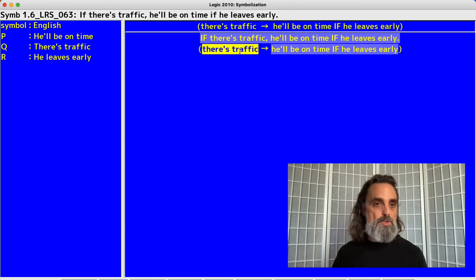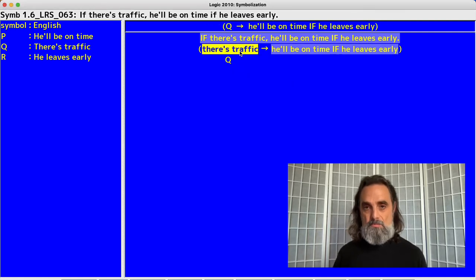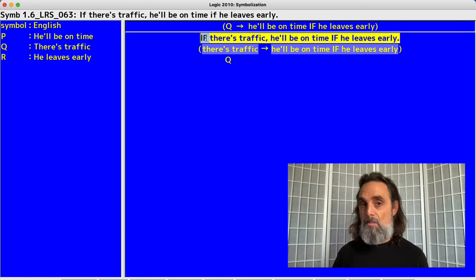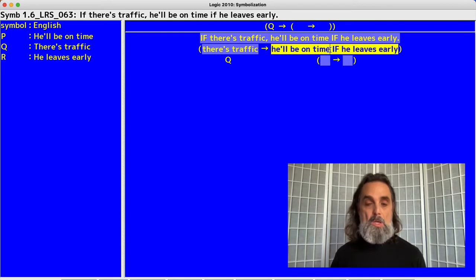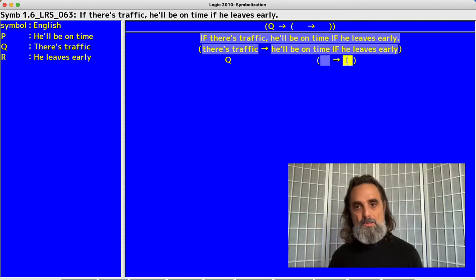Okay, now there's traffic. That's just Q, step by step. And this if we did not bring down, we just brought down there's if traffic. The if has turned into that arrow. Okay, now he'll be on time if he leaves early. Well, that's an if sentence, so it's a conditional. We have to decide what the antecedent is and what the consequent is.